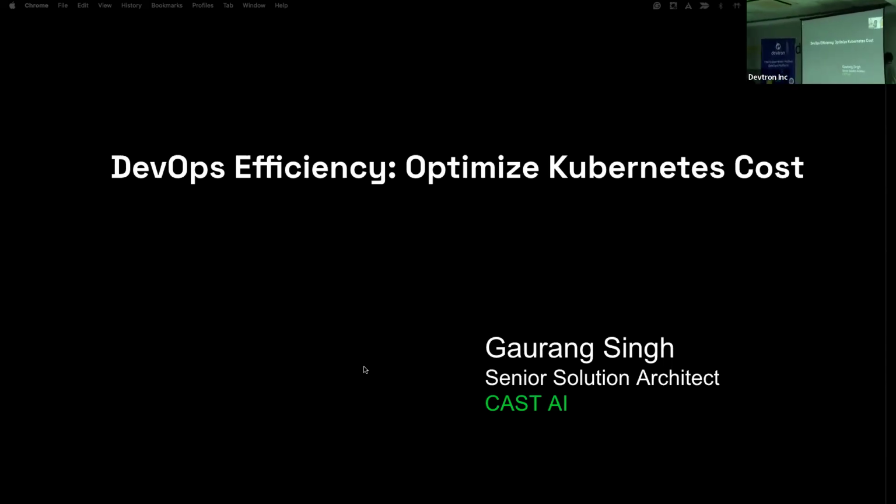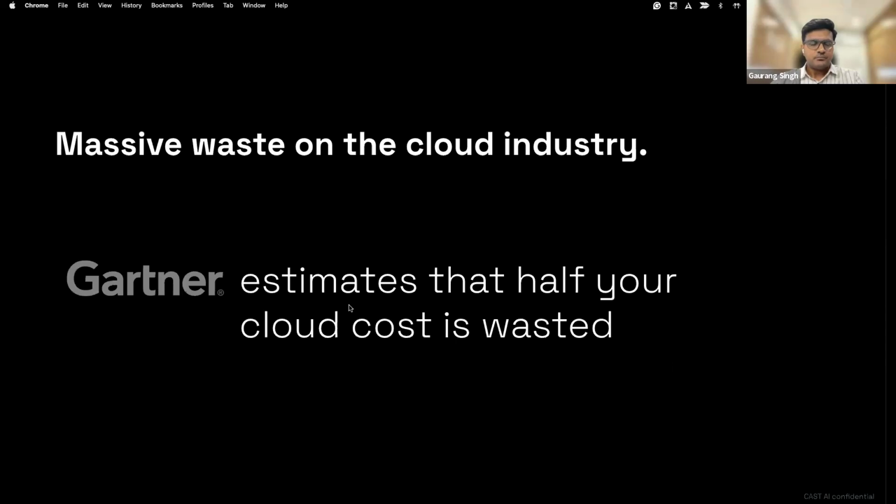And today's topic is basically to understand how we can bring efficiency to DevOps work, especially optimizing your Kubernetes cost. So before we start, let's understand what the scale of the problem is.